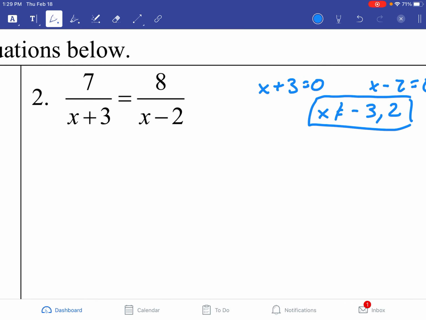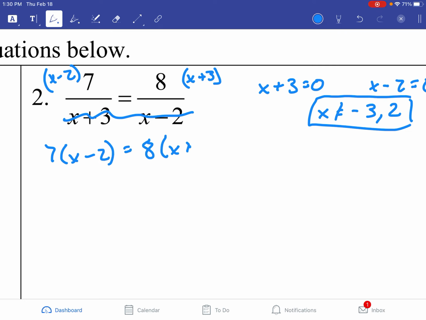Next, we have to figure out what is one denominator missing that the other one has. Our first denominator of x plus 3 is missing x minus 2. It does not have an x minus 2. As for the other denominator, it's missing the x plus 3. Now that we've gotten that down, we can get rid of the denominators entirely. We have 7 times x minus 2 equals 8 times x plus 3. We distribute. 7x minus 14 equals 8x plus 24.